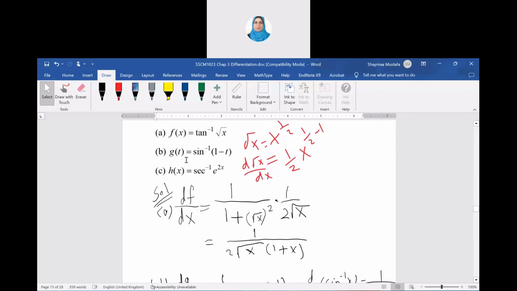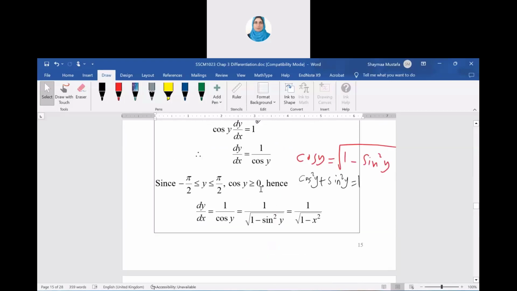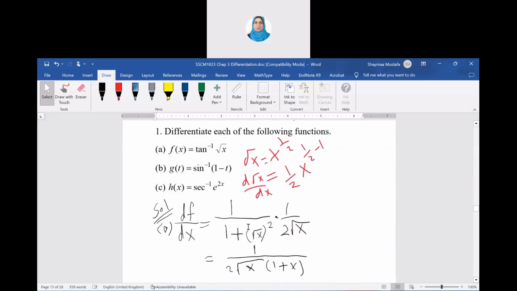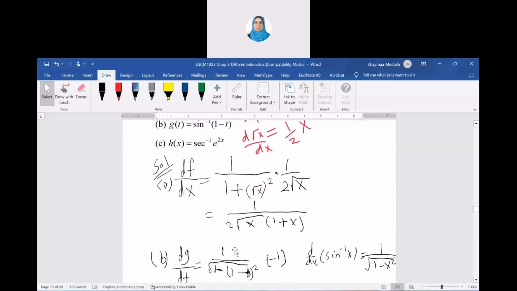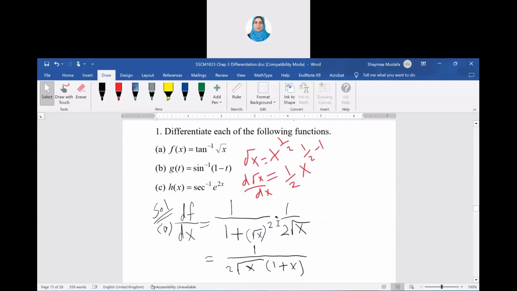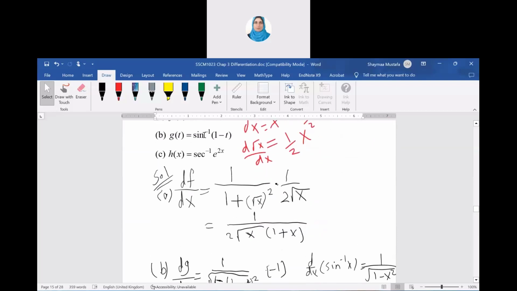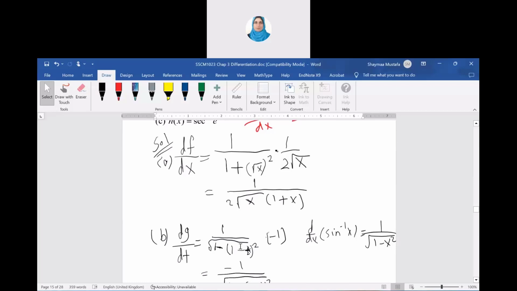Now we need to find dg over dt. I have sine inverse of 1 minus t. Again, I have a composite function. Instead of sine inverse t, I have sine inverse 1 minus t. So I will apply the rule of sine inverse. The rule of sine inverse is 1 over square root 1 minus x squared. So we'll apply it here. dg over dt is 1 over square root 1 minus. Here I have x squared, but I will replace x by this function, 1 minus t. 1 minus t squared.